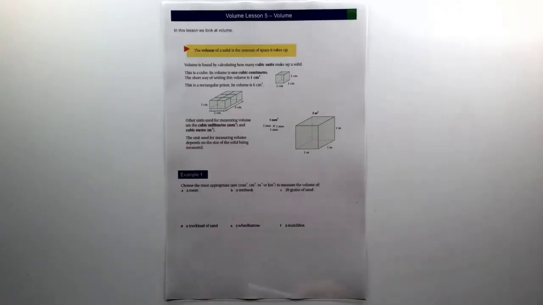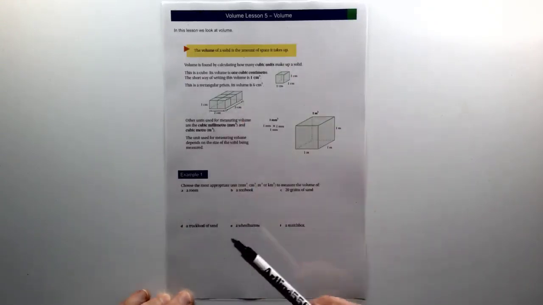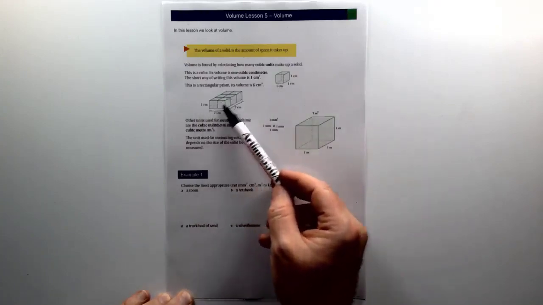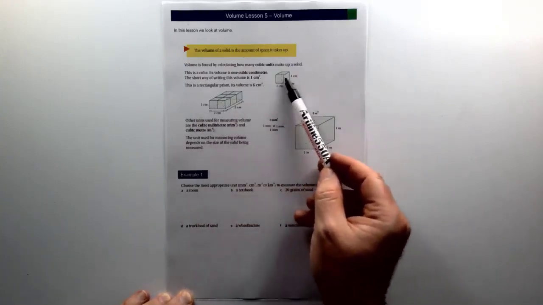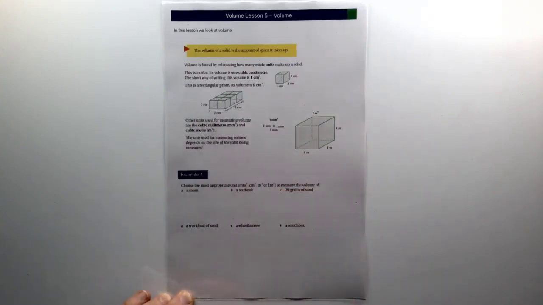So we looked at our solids, and now we're going to have a look at volume. And the easiest way to think of volume is the amount of space it takes up. Another way is to say, for instance, this little rectangular prism, how many little centre cubes would you need to make that up? That's another way of thinking of volume.